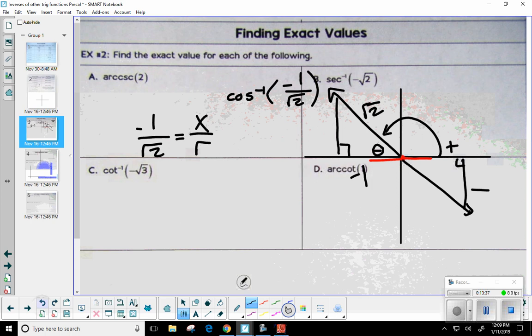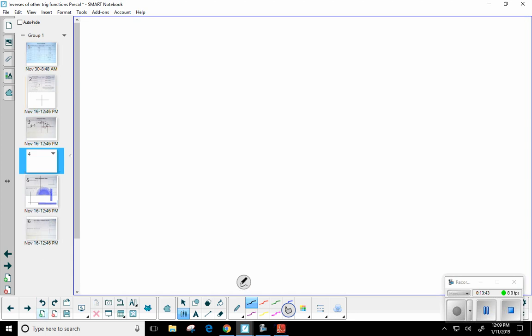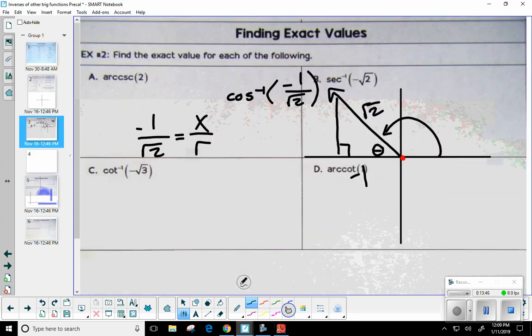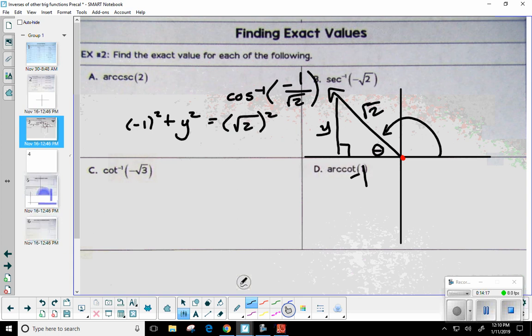Okay. So let me take that off real quick. Okay. So let's see here. Now, what do I do? There we go. So I need the third side because I need to see if it's a special right triangle. This is y we're looking for. So what's my equation? Okay. So negative 1 squared plus y squared. Those are my legs. They form the right angle. And it's always equal to the radius squared, the hypotenuse.